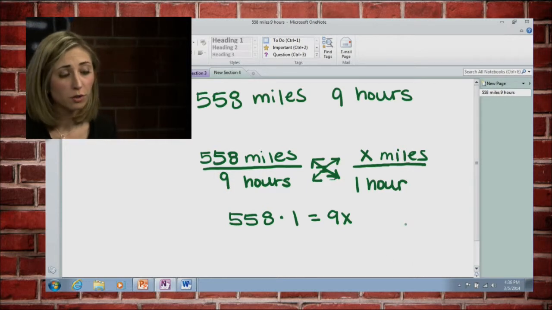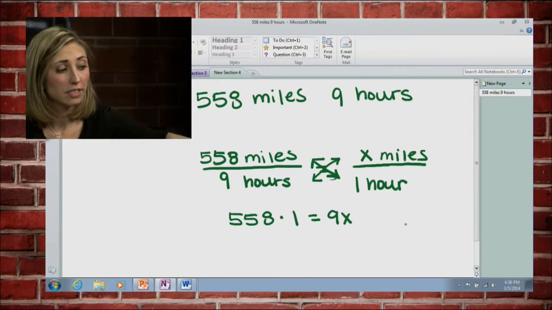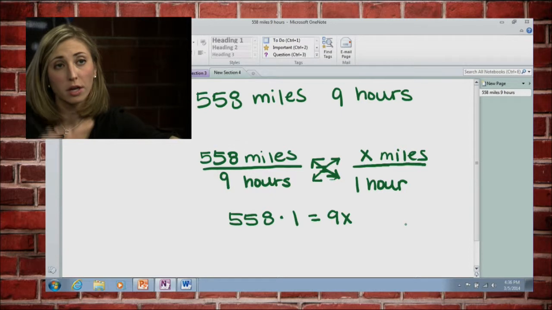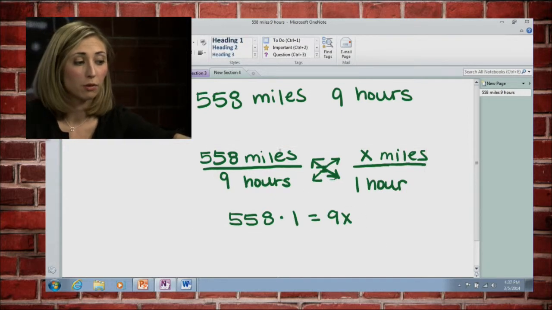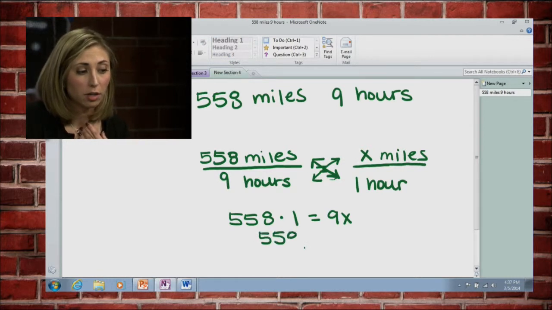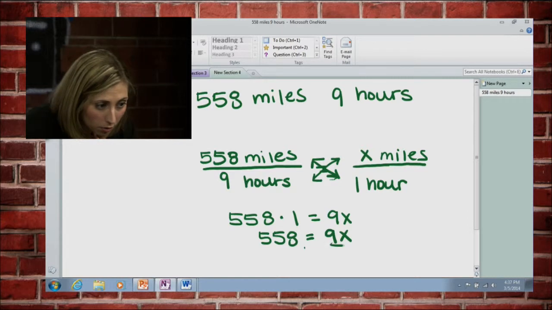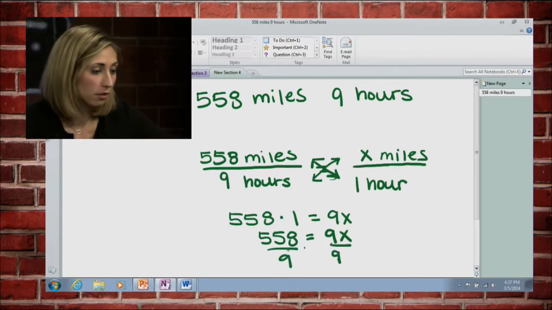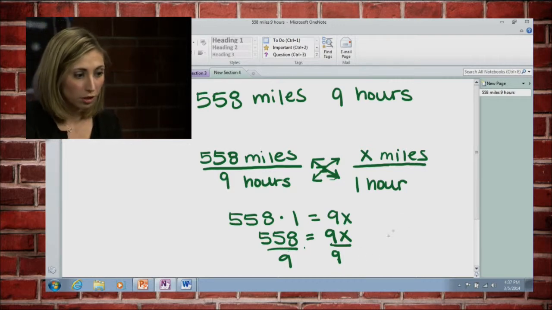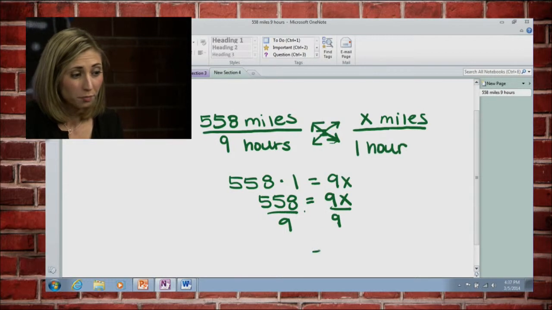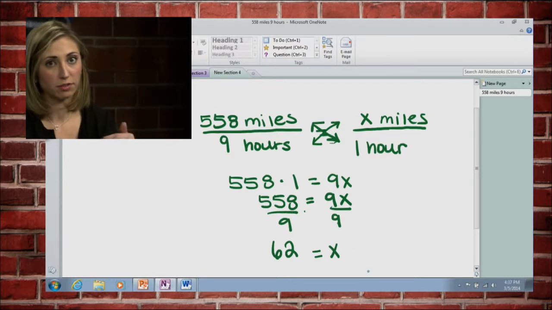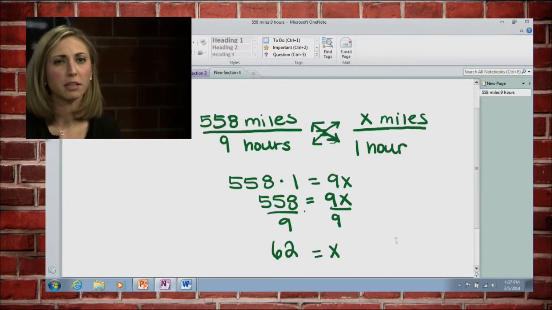One other way that you could solve unit rate is with division. So you could take the 558 miles and divide it by 9 hours, and that will tell you how much they would travel in 1 hour. And that's exactly what happens with the cross multiplication as well. So we would divide by 9, and my mental math is not this good, I've got to use a calculator. When you divide that by 9, you get 62. So that means for every 1 hour, she can travel 62 miles. So that would be your unit rate.